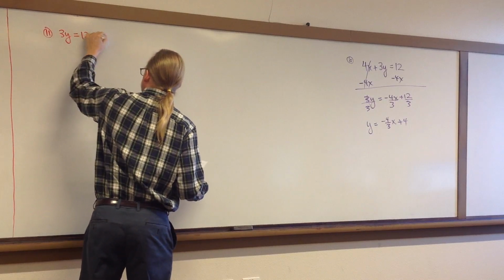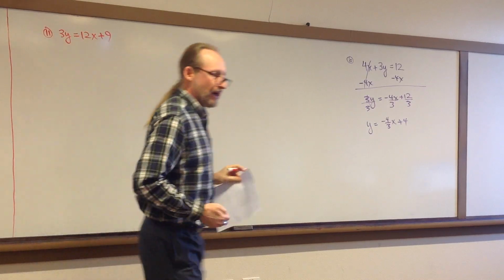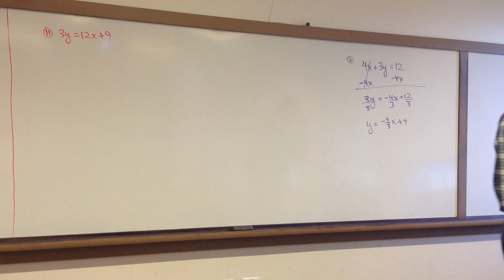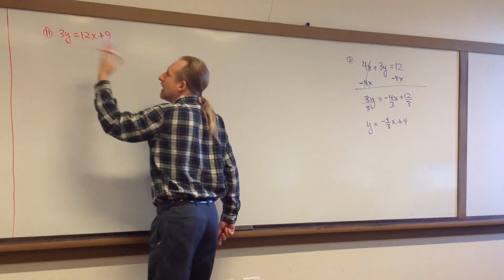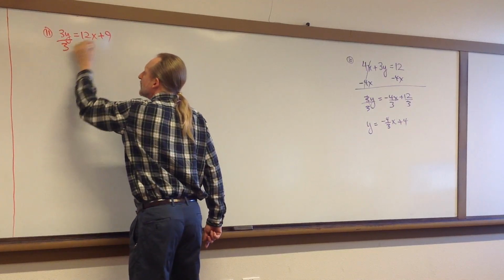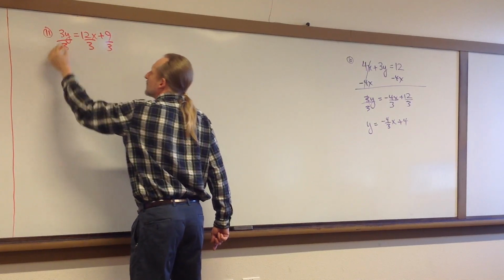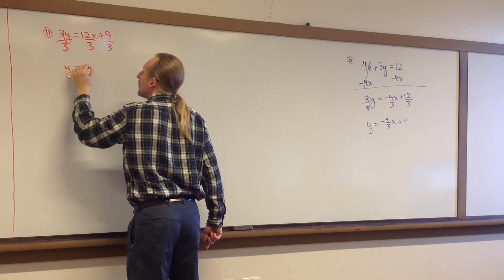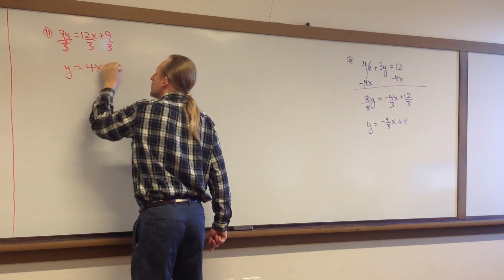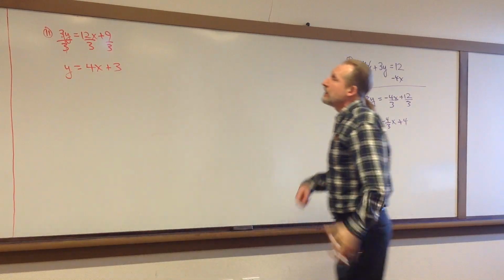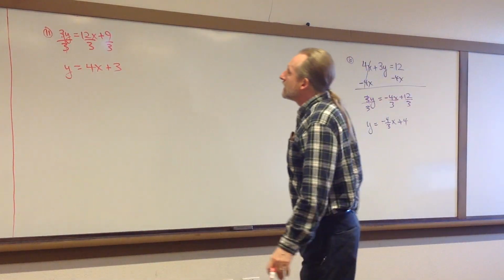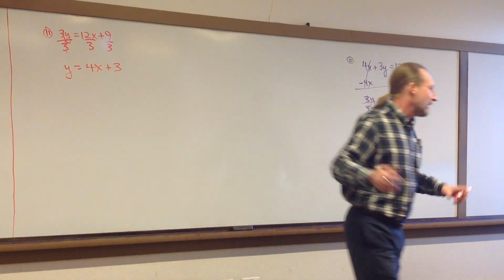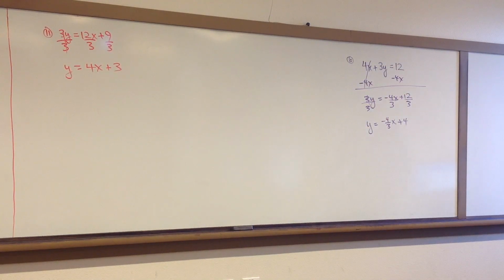3y equals 12x plus 9. Okay. So on this one, the y is on the left-hand side by itself, but we do need to get rid of this 3, is what I'm saying. So we don't have to add or subtract anything away from it, but we do need to divide everything through by 3 to get the y by itself. And so then we come out with y equals 4x plus 3. Okay, so that's in slope-intercept form.